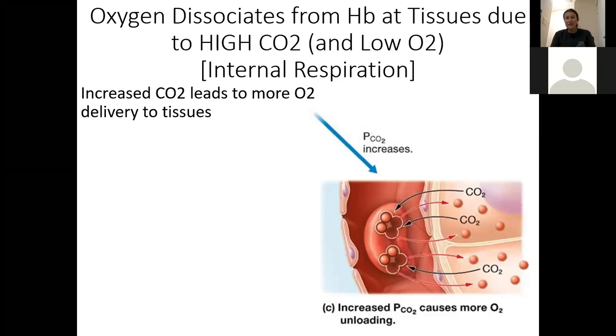So let's zoom in on the tissues a little bit. We know that oxygen is going to dissociate from hemoglobin. It's going to be spit off into the tissues due to low oxygen levels in the tissues, because the tissues are working so hard, they're using so much oxygen. And actually, the more powerful stimulus to spit off oxygen is high carbon dioxide.